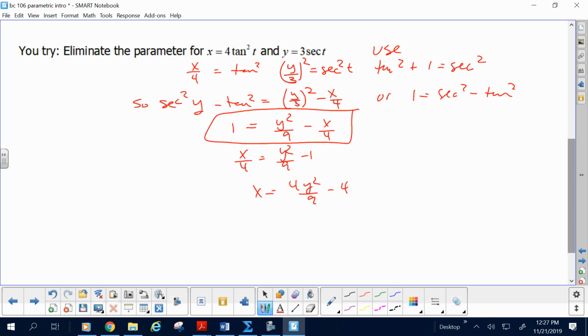Yes. Okay, now in terms of answering the question, it was to eliminate the parameter, and that means get rid of t. Did I do that? Yes. At that point, you've answered the question. You're done. I was just in my mind thinking it said a graph.